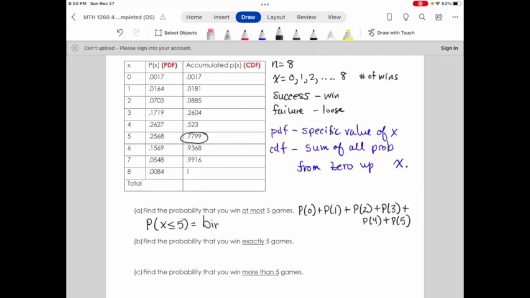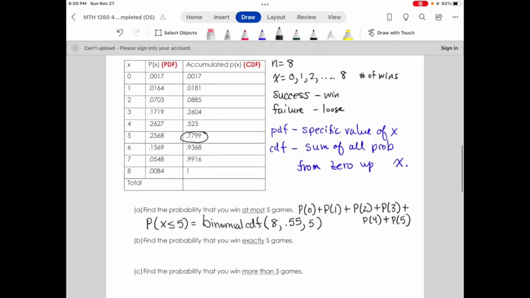So we're going to punch in on the calculator, binomial CDF. I'm going to put in my number of trials, which is 8. I'm going to put in my probability of winning, which is 0.55. And then I'm going to put in that value of x that I want to tell the calculator to add all those probabilities up to and including 5. When we put that in on the calculator, we should get 0.7799 when it's rounded to 4 places.